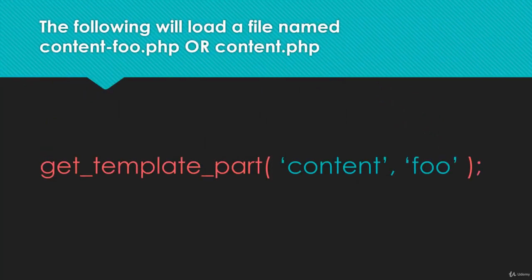In this example, we're passing in the phrase foo for the second parameter. WordPress will load either one of two templates. First, it'll combine both content and foo together into the file name content-foo.php. If that template doesn't exist, then it'll search for the content.php template and load that instead. You can think of this as a backup.